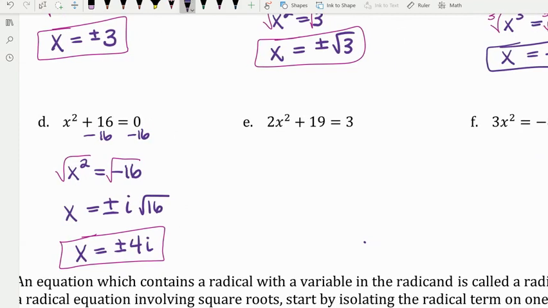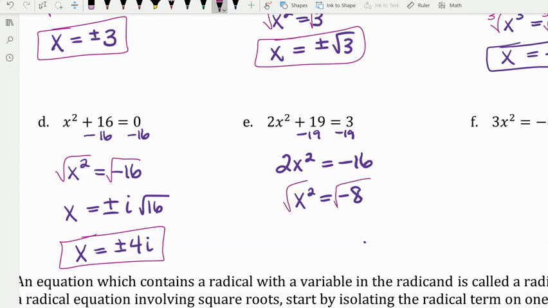Same idea on the next one. This time we're going to subtract the 19 on both sides. So we get 2x squared equals negative 16. Divide by 2 on both sides. We get x squared equals negative 8. So again, we run into a situation where we're taking the square root where there's a negative inside that square root. So then we get x equals plus or minus.